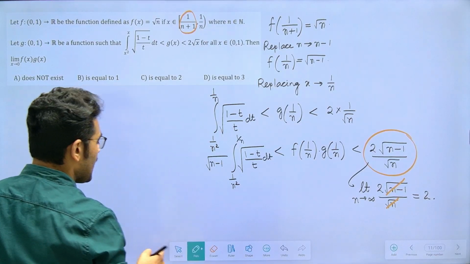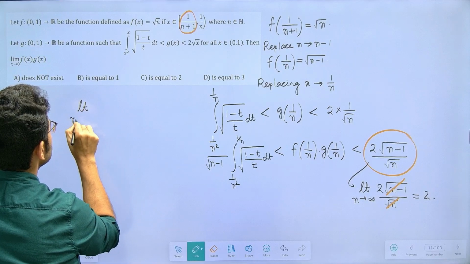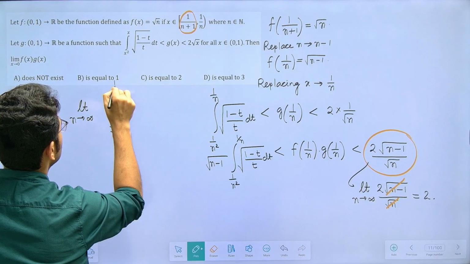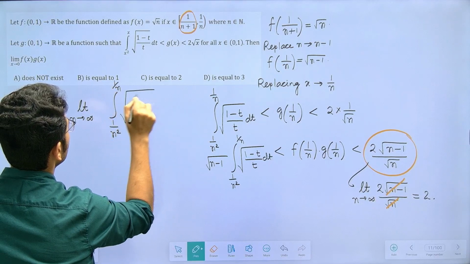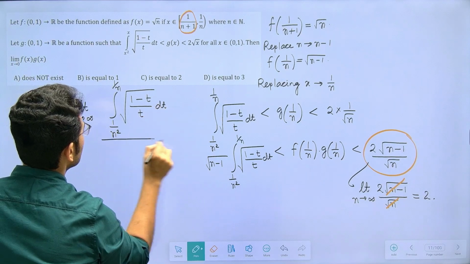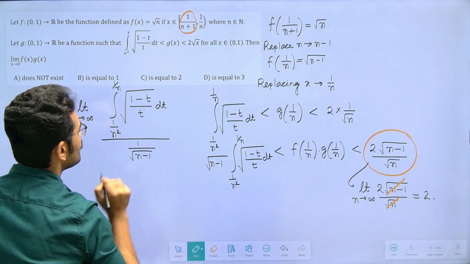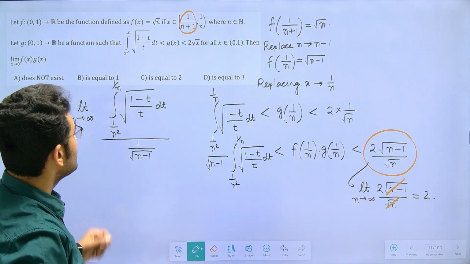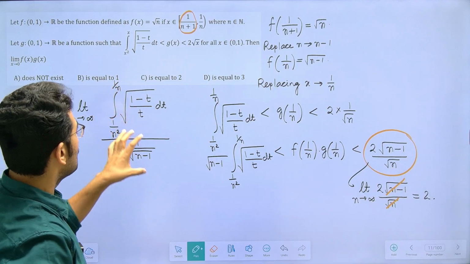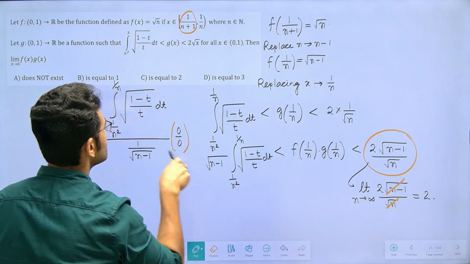For the lower bound, we can write it as a limit n tends to infinity of integral 1 by n square to 1 by n root 1 minus t by t dt divided by, let us take in the denominator, 1 by root n minus 1. Now as n tends to infinity, you see that the integral is tending to 0 and the denominator is tending to 0. So this is 0 by 0 form.